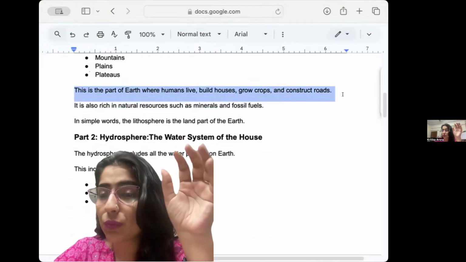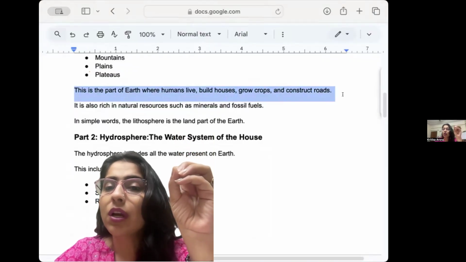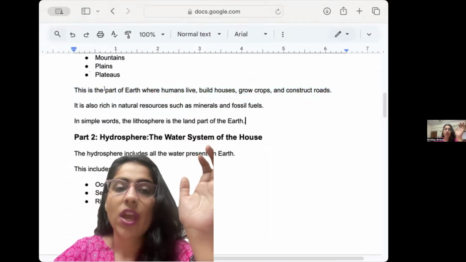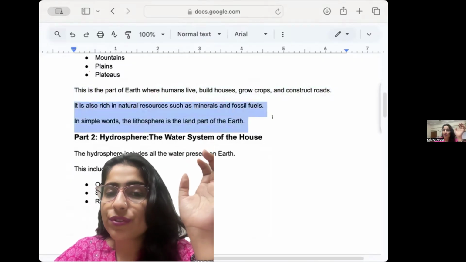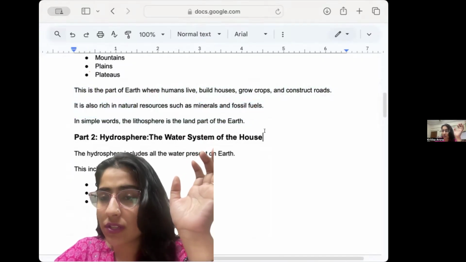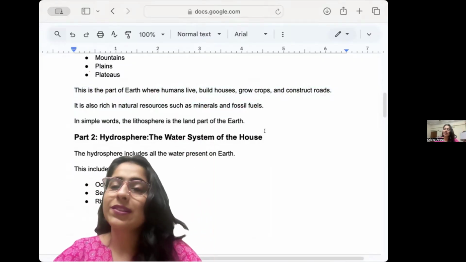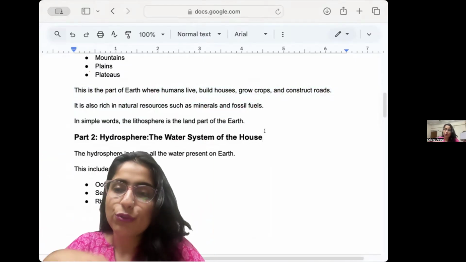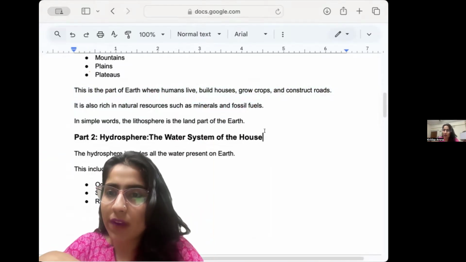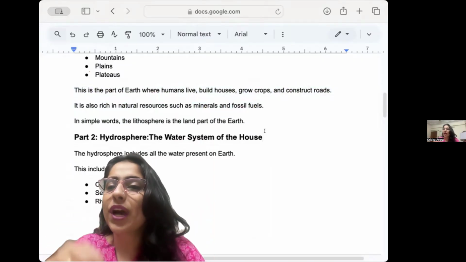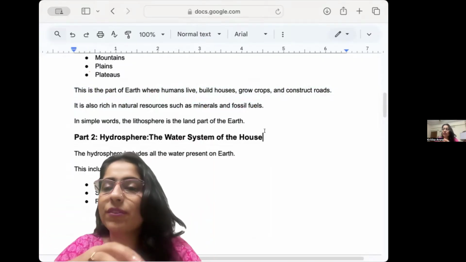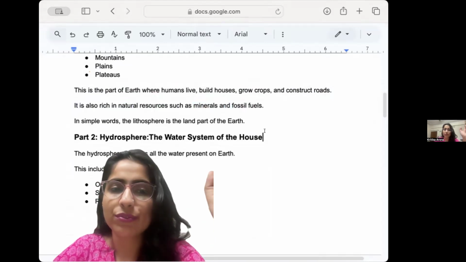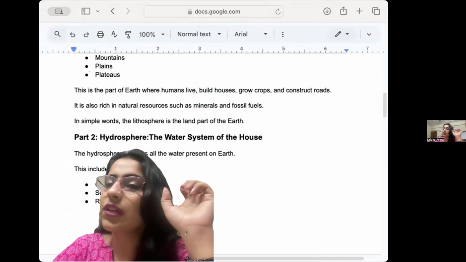This is the one which talks about the various construction or relief features. It is also rich in natural resources such as minerals and fossil fuels. So it's like taking from the earth and again giving back to the earth. Fossil fuels are the dead remains of plants and animals, so whatever was taken from the earth is given back to the earth. Again, consider it that way only, the floor of the house. In simple words, the lithosphere is the land part of the earth.